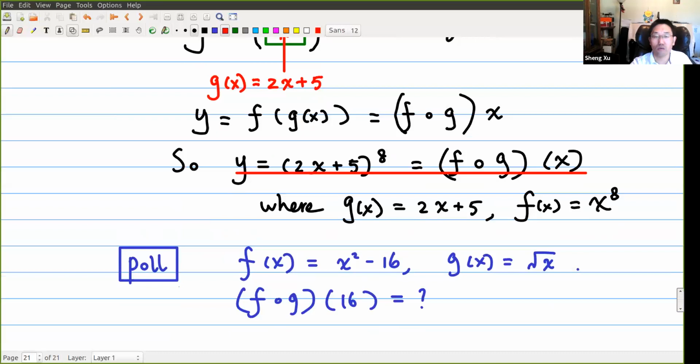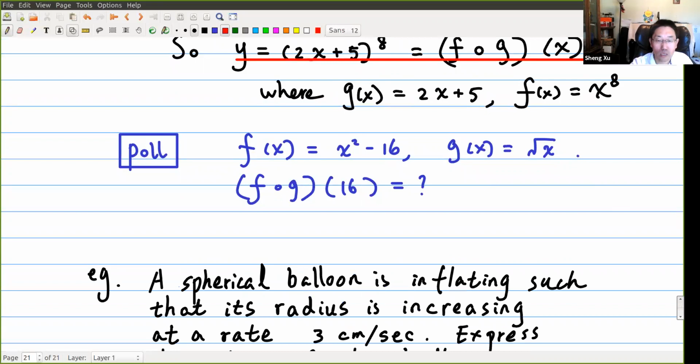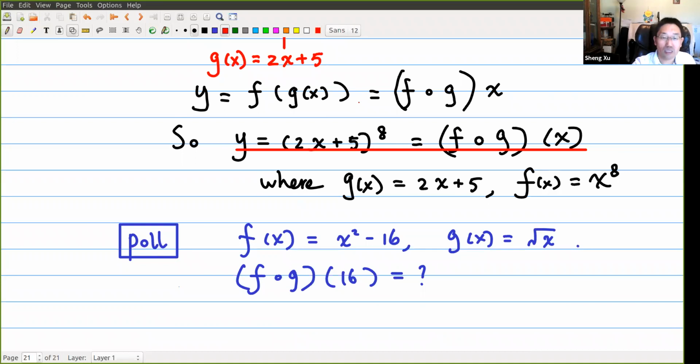So let me launch a poll question here. I think I will stop here. This is the last question, okay? So fx is equal to x squared minus 16. gx is equal to square root of x. What is f composite of g at 16? I'll give you 1 minute to work on this problem. So this is the last poll. Let's call it a composite fun, okay? Hopefully you have fun.